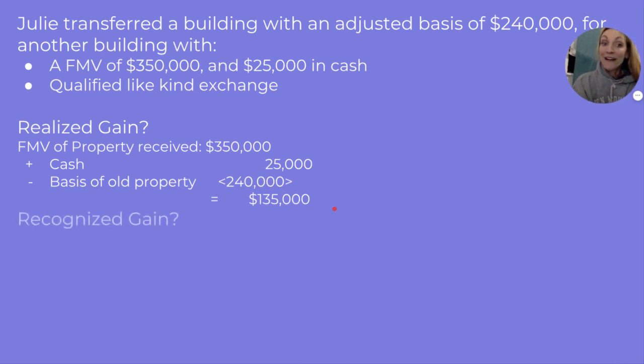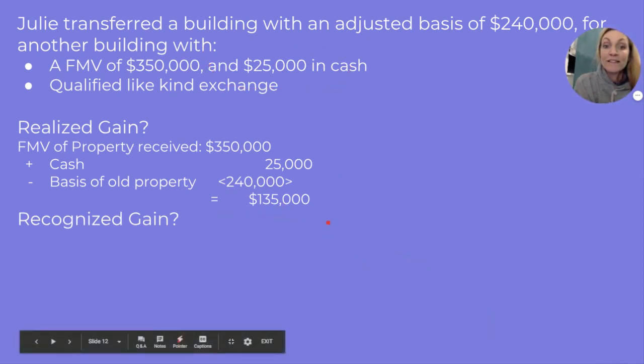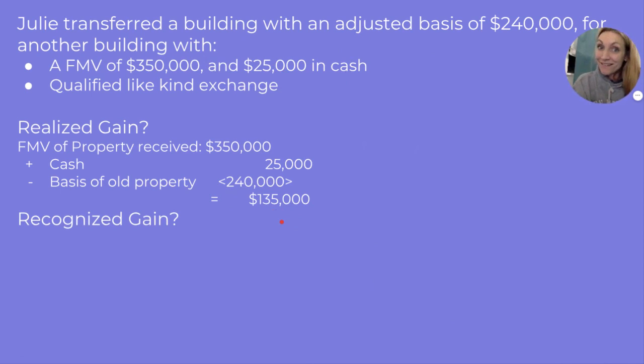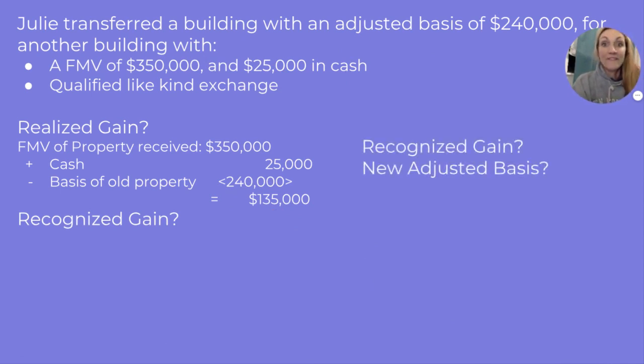Now, do we have a recognized gain? We have $25,000 cash and $135,000 realized gain. Which is less? $25,000, I don't think I put it in here.